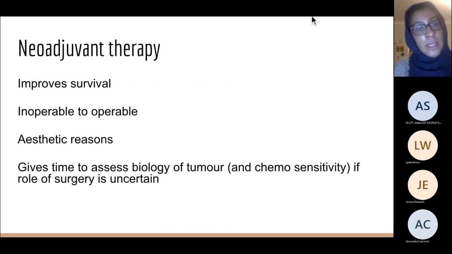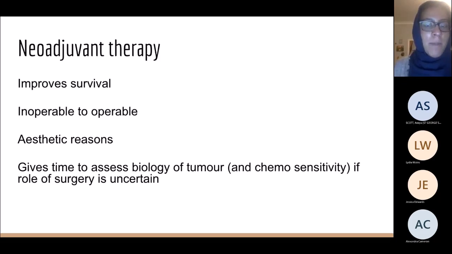Neoadjuvant therapy, so that's the therapy that you do before having any form of surgery or radiation in order to reduce the size of the tumor. Now that can improve survival, particularly for things like esophageal and gastric cancers. It can make certain types of cancers become more operable. So if you've got a massive tumor and you reduce that tumor, then that can make it easier to undergo surgery for that tumor. Say, for example, with breast cancer, lung cancer, loads of different cancers. So it can make certain cancers operable, which will in and of itself improve your survival potentially.